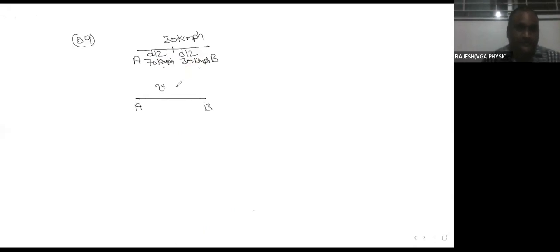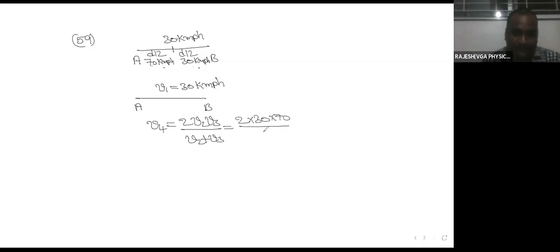Well, let us call this V1, that is 30 km per hour, because from B to A, distances are equal. If I call V2 and V3, I can say the average velocity V4 is equal to 2v2 v3 by v2 plus v3, because equal distances it is traveling. That means 2 into 30 into 70 by 30 plus 70, that is 42.